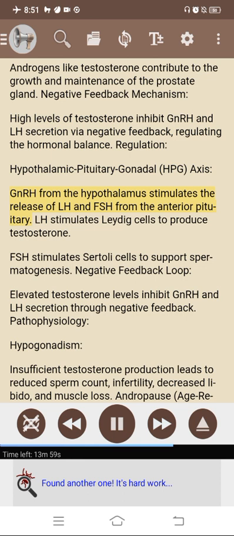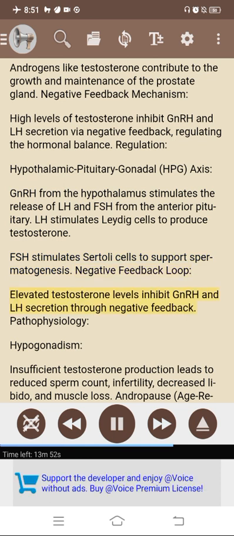GnRH from the hypothalamus stimulates the release of LH and FSH from the anterior pituitary. LH stimulates Leydig cells to produce testosterone. FSH stimulates Sertoli cells to support spermatogenesis. Negative feedback loop. Elevated testosterone levels inhibit GnRH and LH secretion through negative feedback.